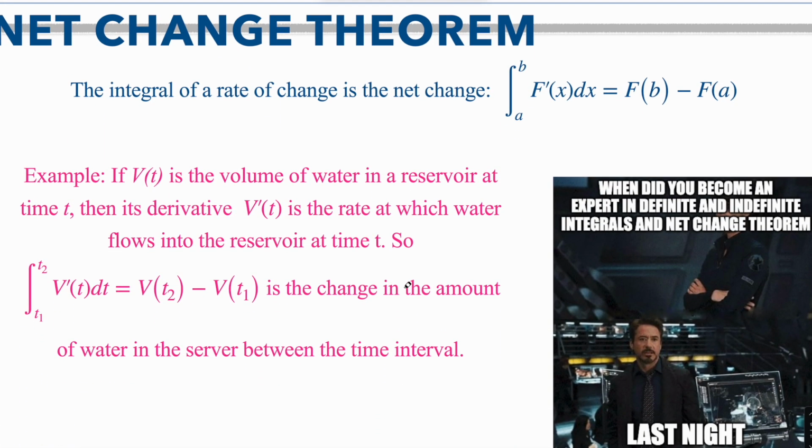Now, the net change theorem, basically, it's an integral of a rate of change. That would be the net change. So if I take a function's derivative, then it is going to be the integral of the original function from a to b. So for example, if the volume of water in a reservoir at time t, if we know the volume, then its derivative is going to be the rate at which the water is flowing into the reservoir. And so to find the integral of the derivative, they're going to cancel each other out, leaving you the function from the final time and the initial time.